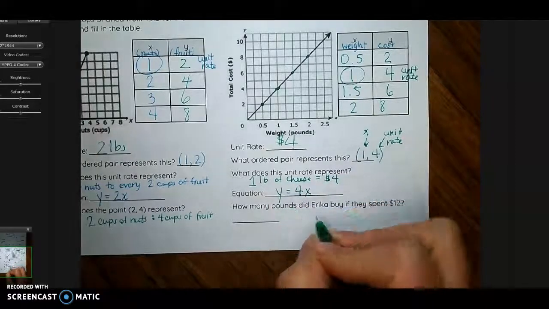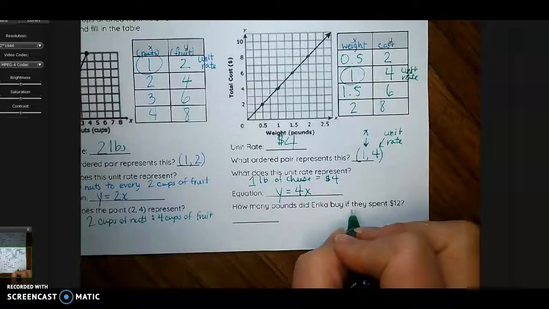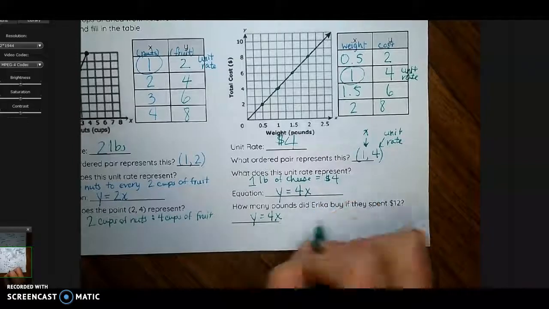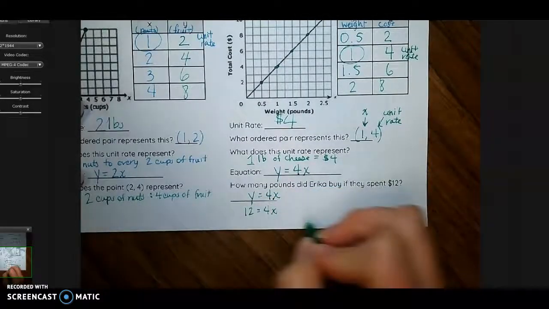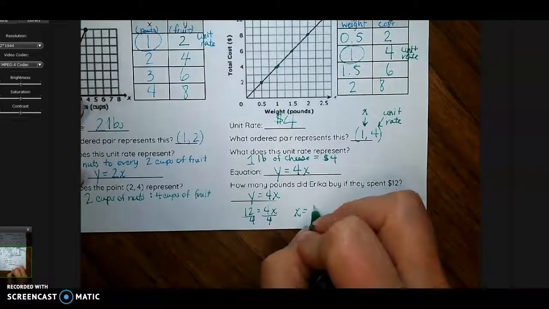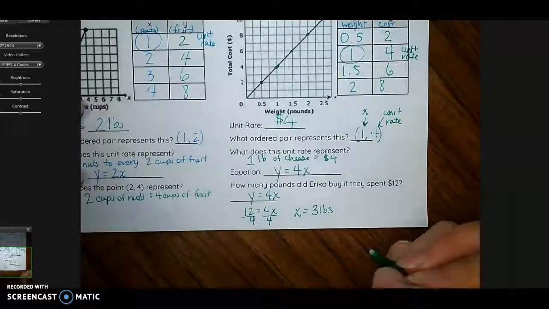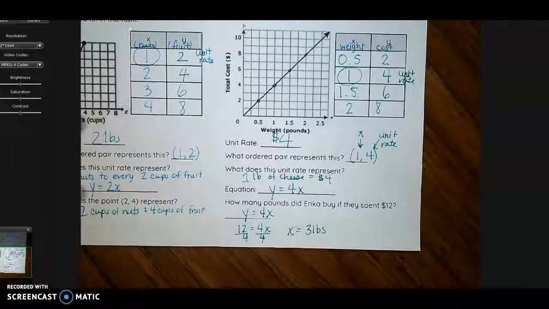My equation is going to be 4 times the number of pounds that I buy will give me my cost. So how many pounds did Erica buy if they spent $12? So y equals 4 times x. My cost is $12. So 4 times something equals $12. I could divide by 4 and get x equals 3 pounds. Can't see that on my graph because it didn't go up that high, so that is the other way that you can do that.